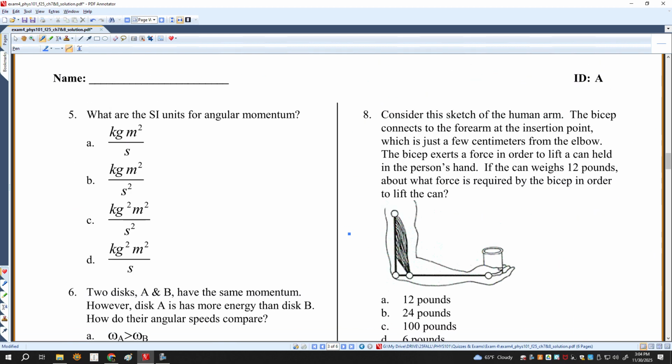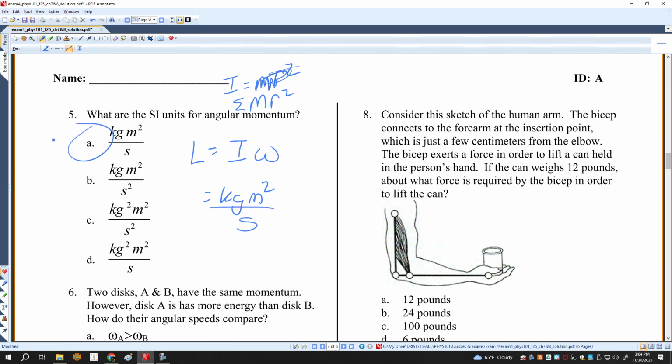What are the SI units for angular momentum? Well, L is equal to I omega. And remember, I is the basic definition, the sum of mr squared. So that's kilogram meter squared for I. And then omega is in radians per second, or just per second, because the radian is just sort of a placeholder. It's not a real unit. So it's kilogram meter squared per second. A is the right answer.